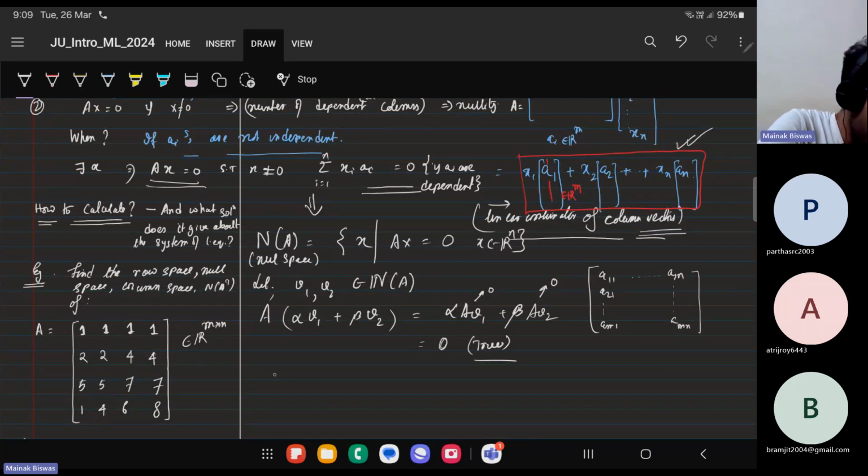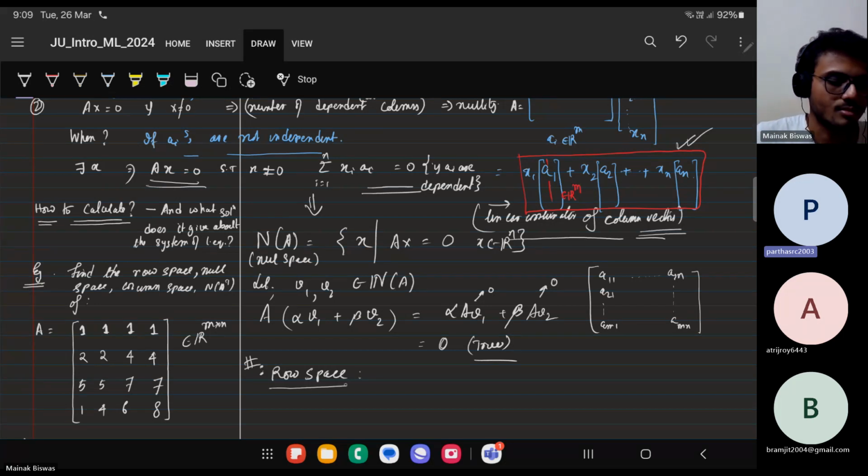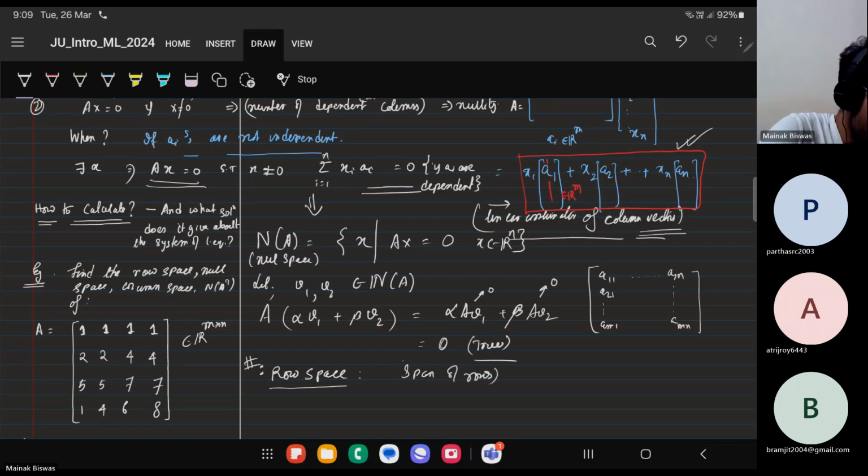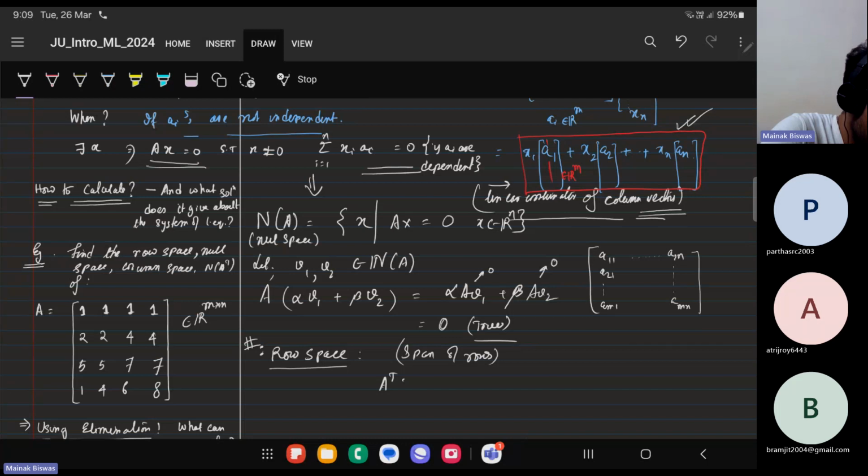So the other is the row space. What will be the row space? The linear combination of all the rows. Good. Linear span of the rows. Span of rows, yes. Which is also equal to writing A transpose X, yes or no? Or Y transpose A. Correct? Both are same.